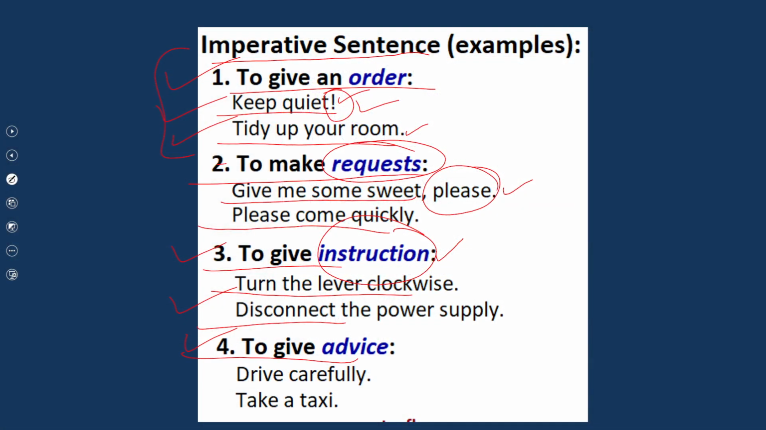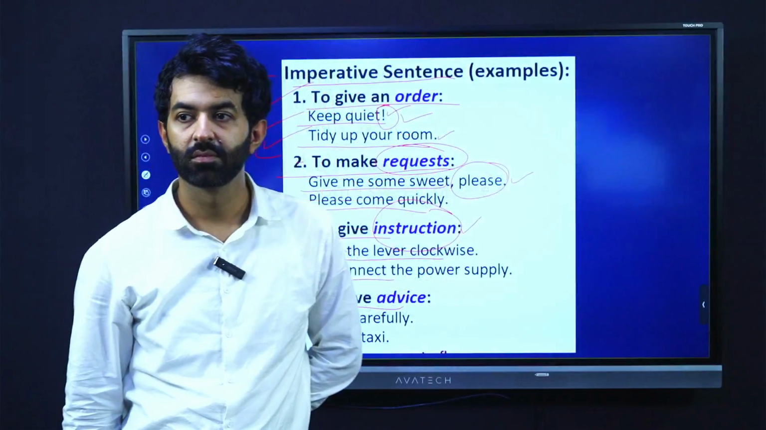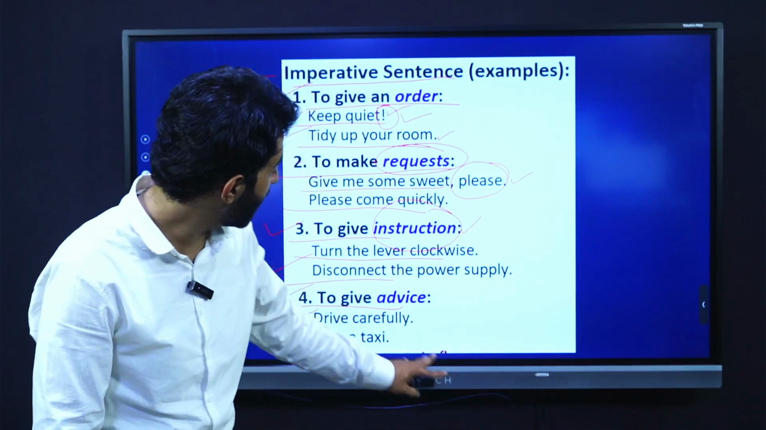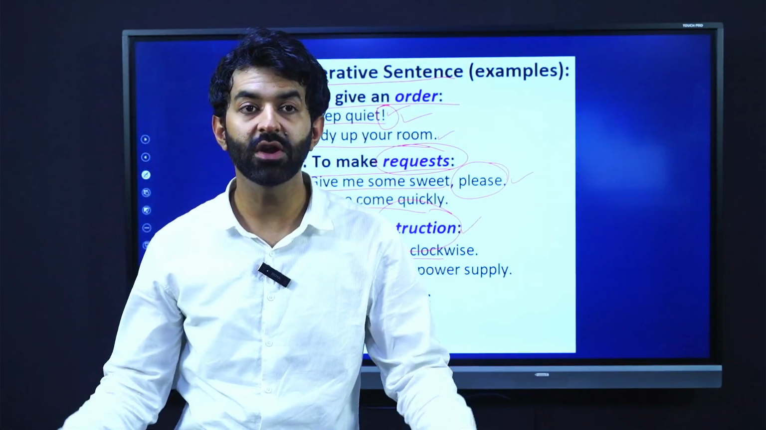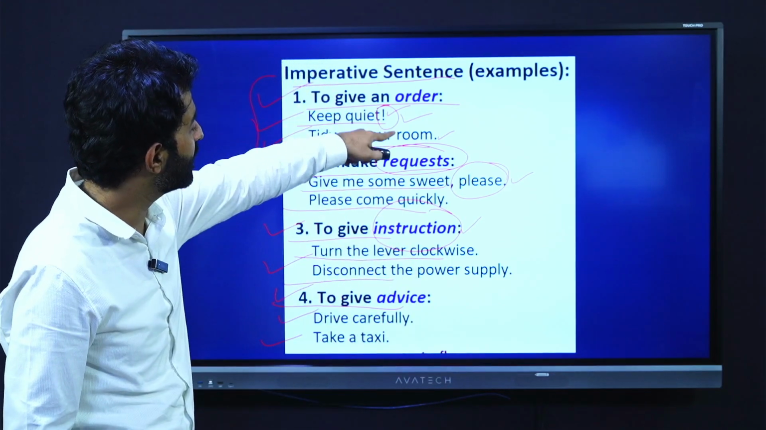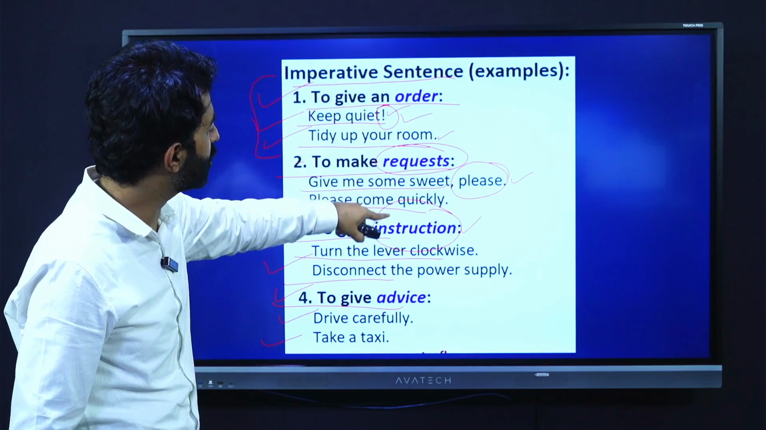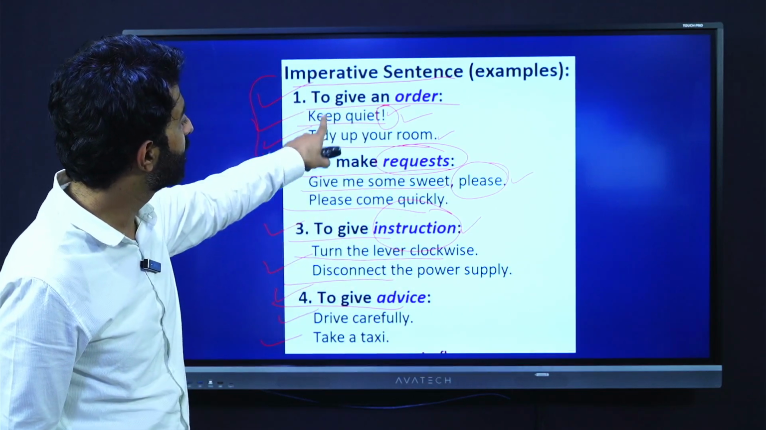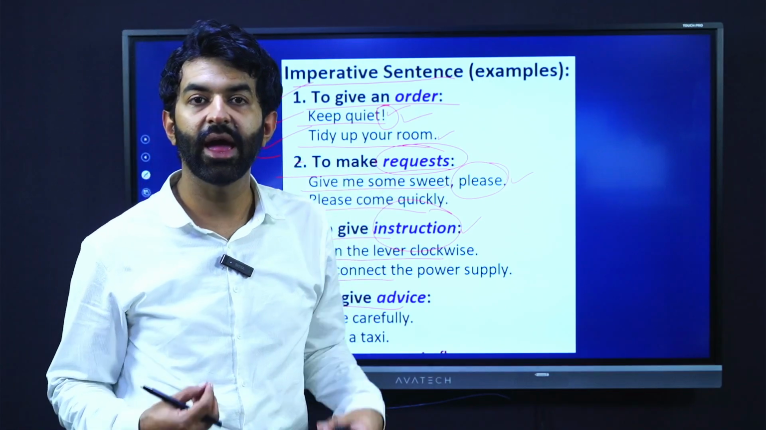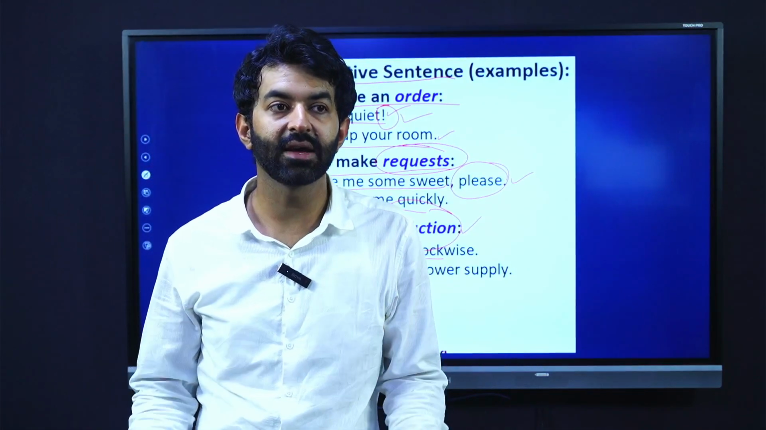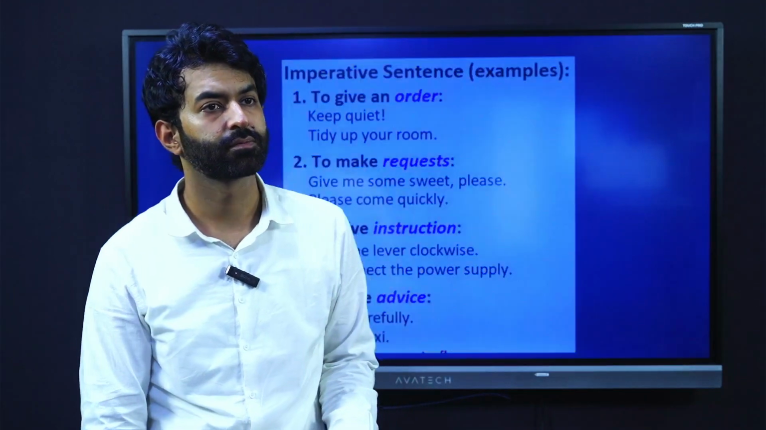To give advice, like drive carefully, take a taxi, look both ways before you cross the road. ये क्या है? This is an advice. Look both ways, left and right, before you cross the road. So all of these different scenarios, giving an order, making a request, instructions and advice, जितने भी ये वाले sentences हैं जिसमें order है या request है या advice है या instructions हैं, all of them are categorized as imperative sentences.